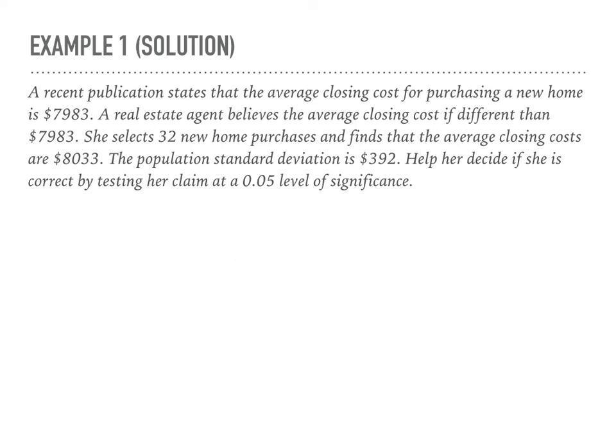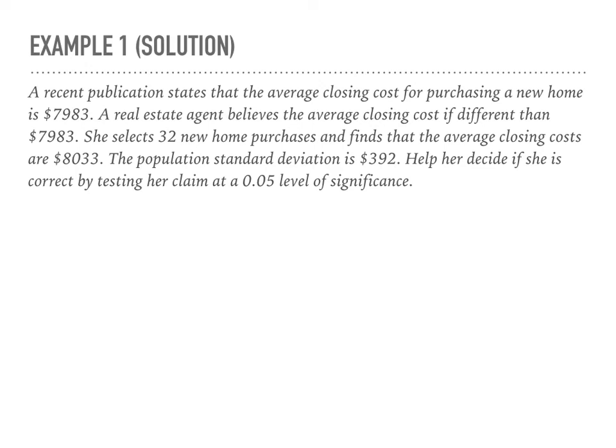A recent publication states that the average closing cost for purchasing a new home is $7,983. A real estate agent believes that the average closing cost is different than $7,983. She selects 32 new home purchases and finds that the average closing costs are $8,033. The population standard deviation is $392. Help her decide if she is correct by testing her claim at a 0.05 level of significance.